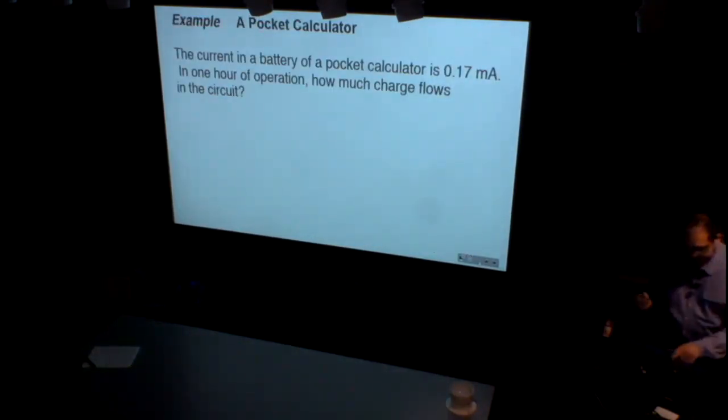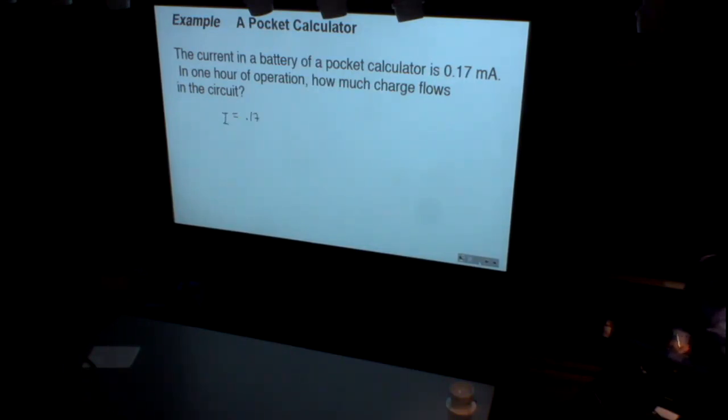Now, we can solve many, many simple problems. For example, electric current, which is I, is equal to 0.17 mA. That's not a Greek mu. That's regular lowercase m. So it means milli. And this means amperes. How much charge, that's Q, travels in 1 hour, that's time.